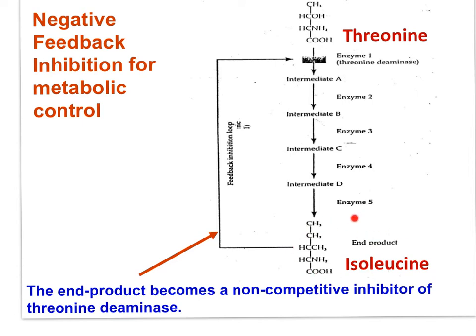The end product becomes a non-competitive inhibitor of threonine deaminase by binding to the allosteric site and causing a conformational shape change in the enzyme so that the active site no longer binds the substrate threonine. When that shuts down the pathway that leads to isoleucine, the concentrations of isoleucine decline. This in turn releases the inhibition on the first enzyme, which causes the pathway to resume, causing a further production of isoleucine.